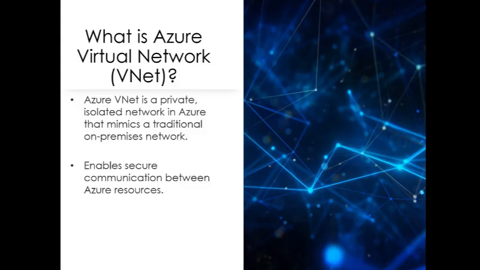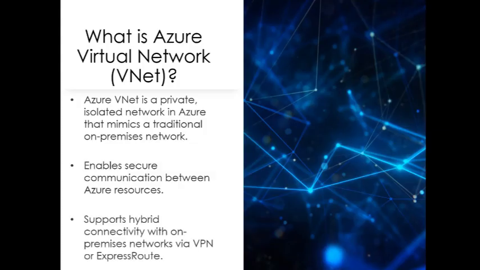It enables secure communication between Azure resources, and it supports hybrid connectivity with on-premises networks via VPN or ExpressRoute. For easy understanding, this virtual network causes resources to stick together. I'll put it that way. It causes resources to stick together. So a virtual network is your logical isolation within your Azure environment. It is used to connect resources to one another.